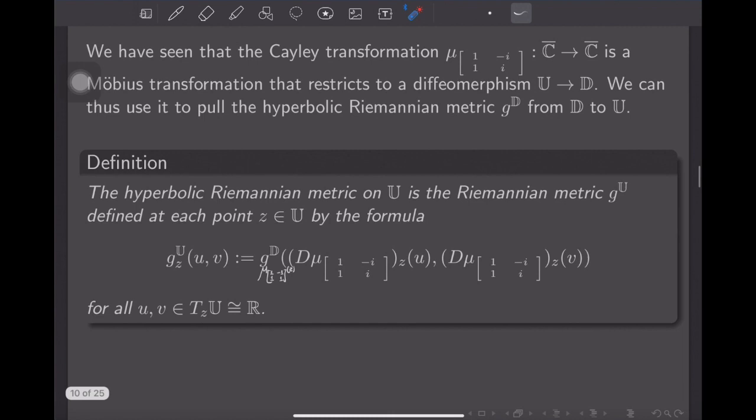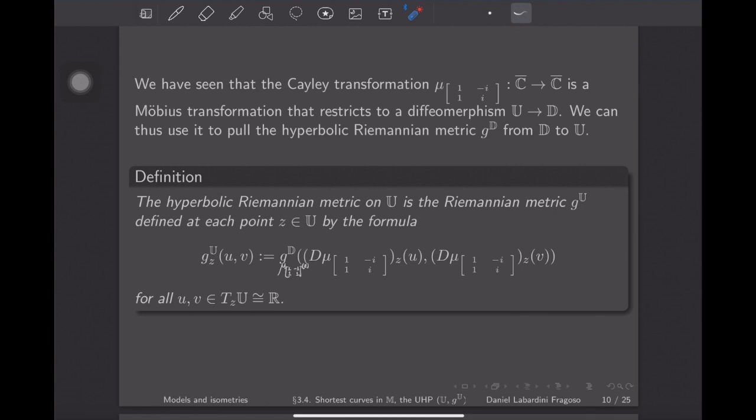So it's precisely the same philosophy by which I pulled the Riemannian metric on Minkowski's hyperboloid to a Riemannian metric on D. So now I'm pulling it one step further to U. Of course, by composing this with the stereographic projection from D to U, one can see that this is actually again being pulled from the hyperboloid in the end.